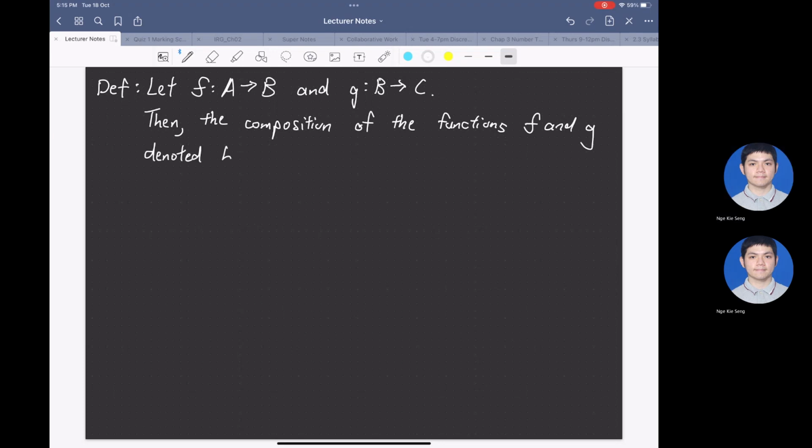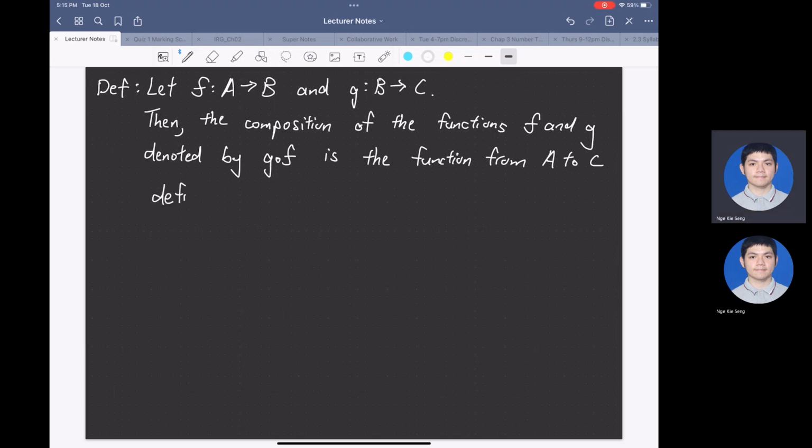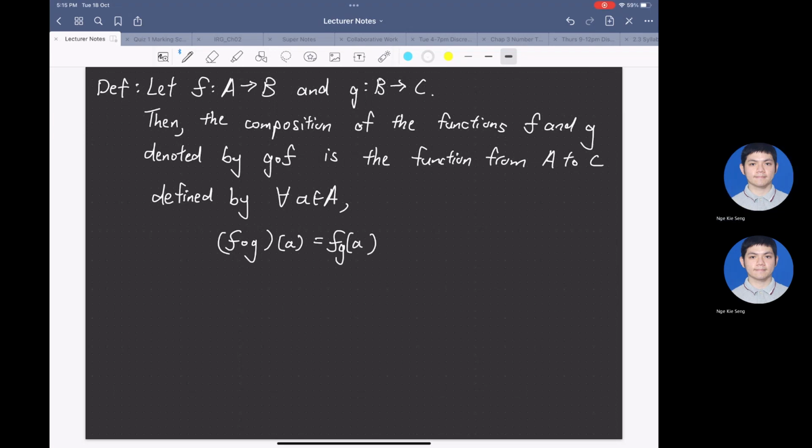Denoted g composed with f, is the function from A to C defined, for every a in A, by (g∘f)(a) equals g(f(a)). Okay, so this is the function.